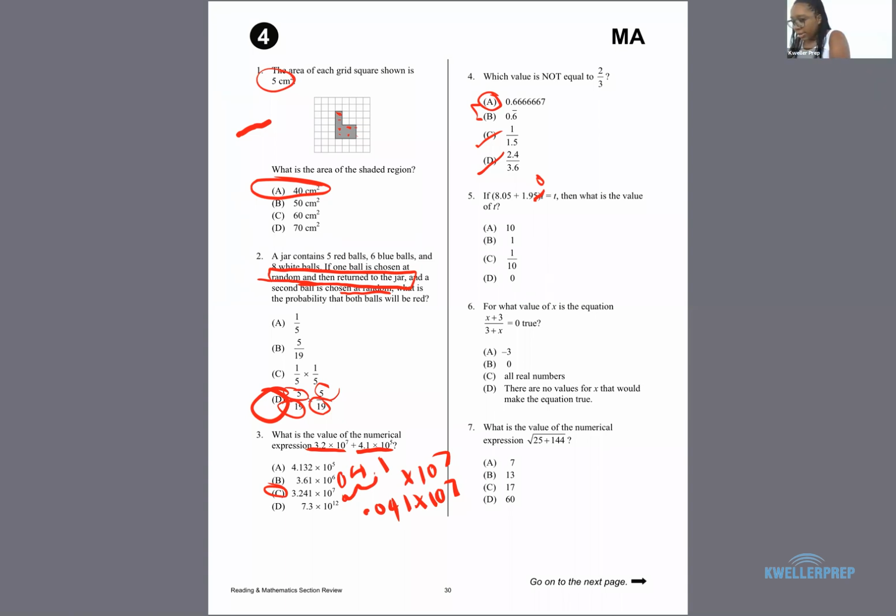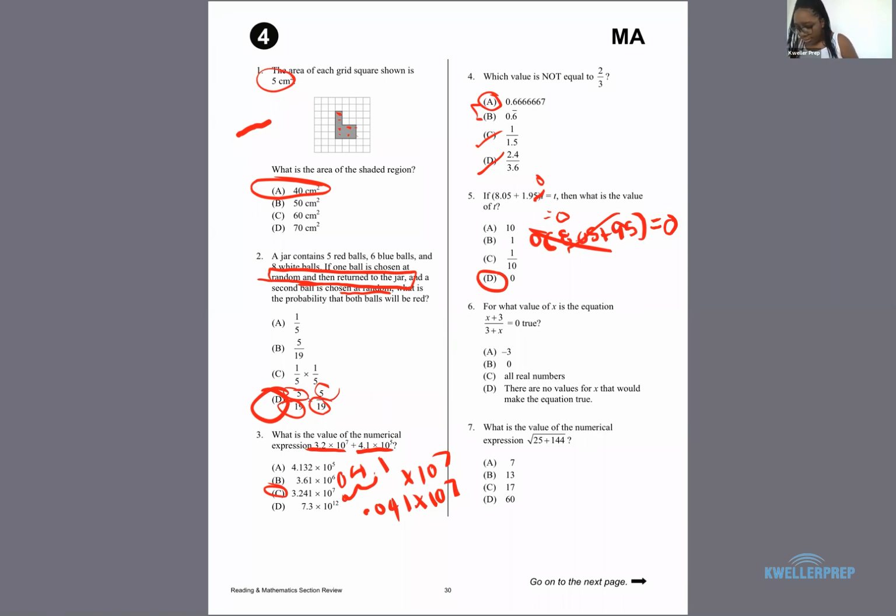So then 0 times 8.05 plus 1.95 equals 0. I'm sorry, the other t is supposed to equal 0 too. So you'd get 0 times 8.05 plus 1.95 equals 0. And it just so happens that that is true, because when you multiply any number by 0, you get 0. So 0 is the answer, and that is D.